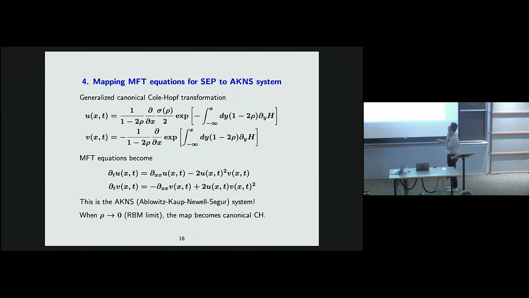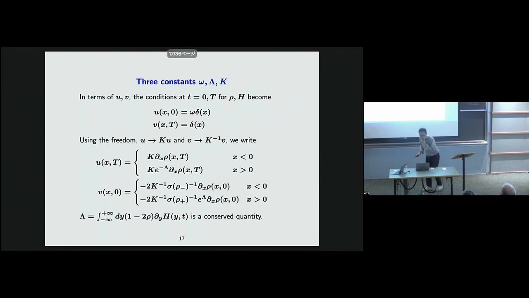One small remark here is that when we take the rho goes to zero limit, in which we may expect that SEP tends to reflected Brownian motion, then this becomes the canonical Cole-Hopf transformation. Basically, this goes away, so then you can integrate this to get minus h. Anyway, we found this generalization which works for the SEP case. And of course, we also have to transform the initial and final conditions for the MFT equations in this language of u and v.